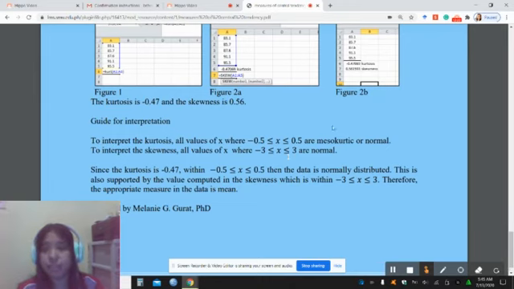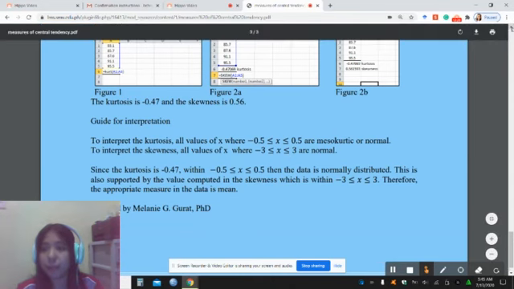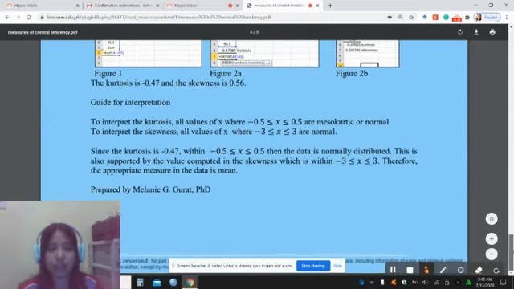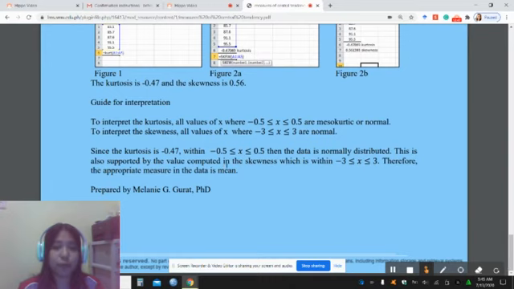So in the computed example here, the computed kurtosis is negative 0.47 and skewness is 0.56. So it's indicated in the interpretation that since the computed kurtosis is negative 0.47 and this is within negative 0.5 to 0.5, then the data is normally distributed, and it is also supported with the value of the skewness, which is within negative 3 to positive 3. Therefore, the appropriate measure for our data is the mean.